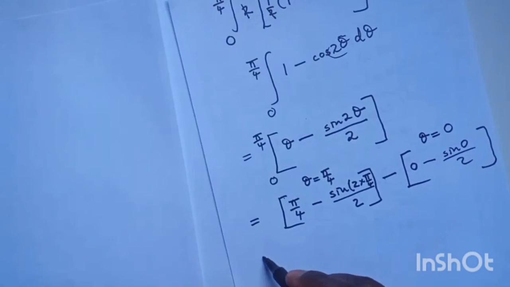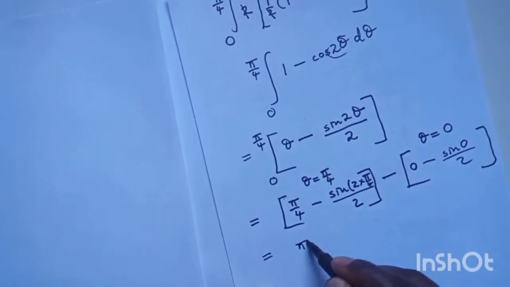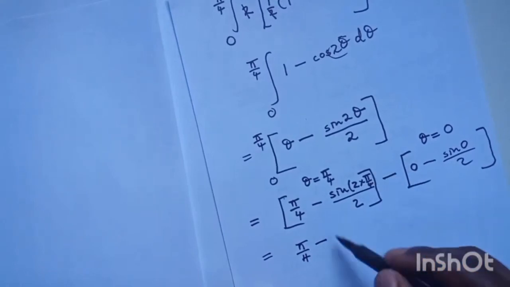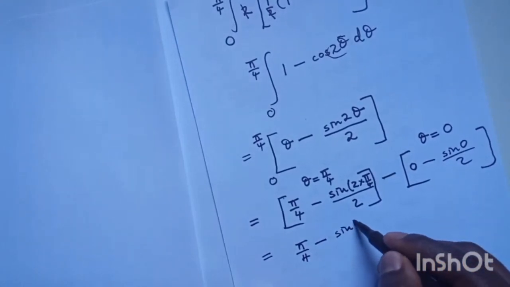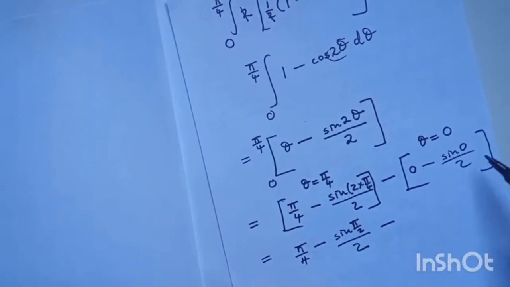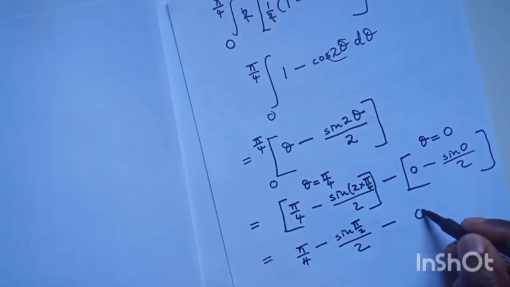Right. We move on to the next stage. We now have pi over 4, right? Minus. So 2 times pi over 4 gives you pi over 2, divided by 2. Right. Then sine 0 is 0. So the whole bracket is going to become 0.